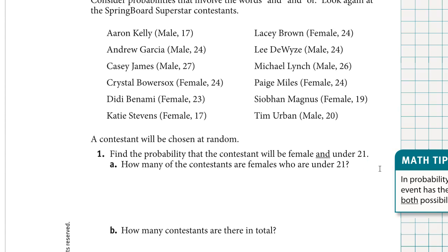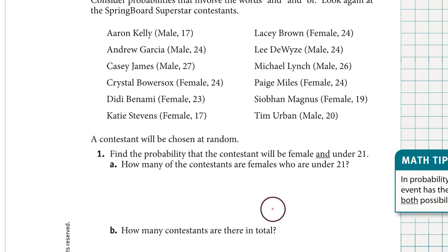There were 12 contestants in a contest, and we asked ourselves probability questions such as, what is the probability a person chosen at random is Casey James? Or what is the probability the person is female? Now let's try some probabilities where the events have a combination of factors.